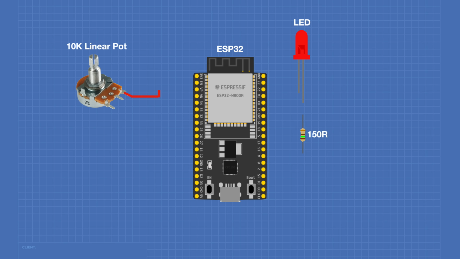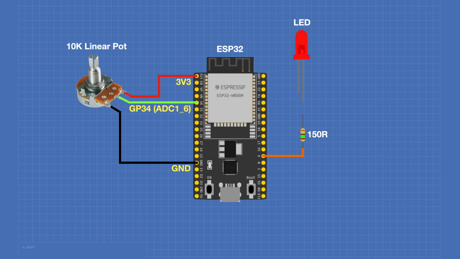We'll begin by connecting one side of our potentiometer to the 3.3 volt output on the ESP32. The wiper of our pot will be connected to GPIO pin 34. This is also analog to digital converter 1 channel 6. And finally, we'll connect the other side of the pot to one of the ground connections on our ESP32 module.